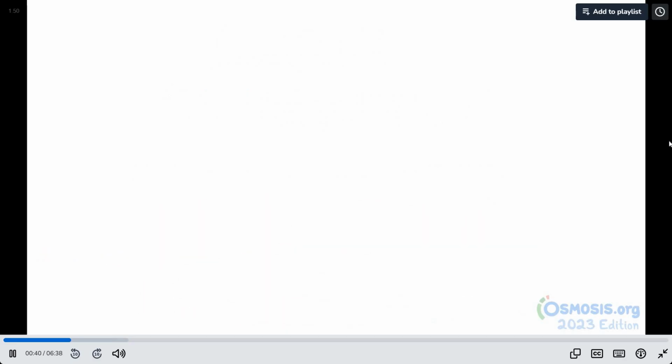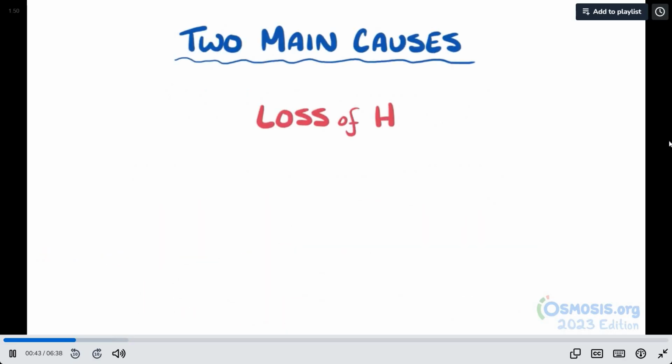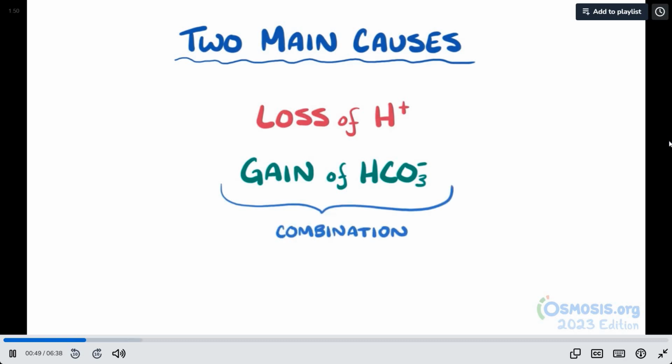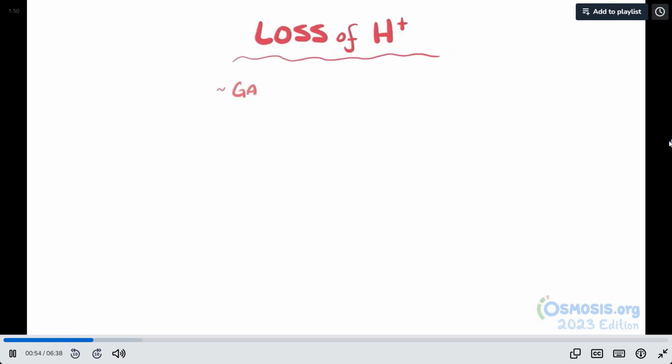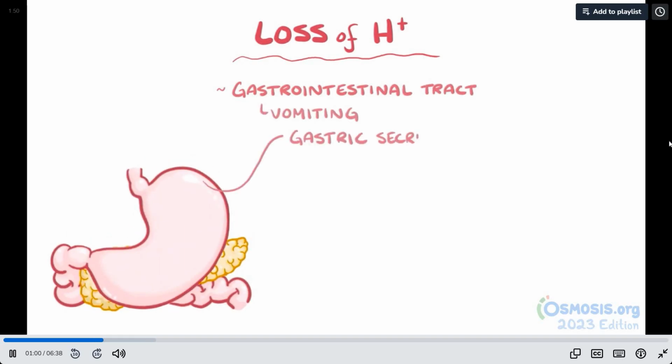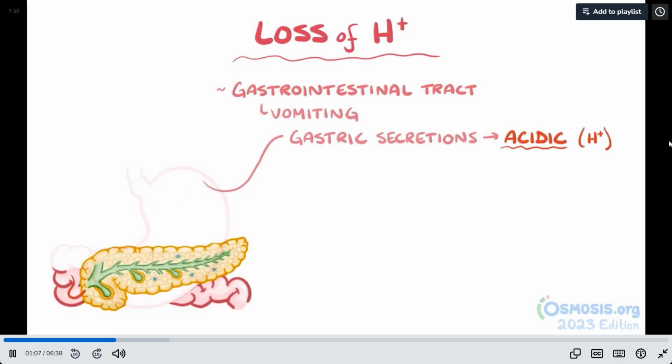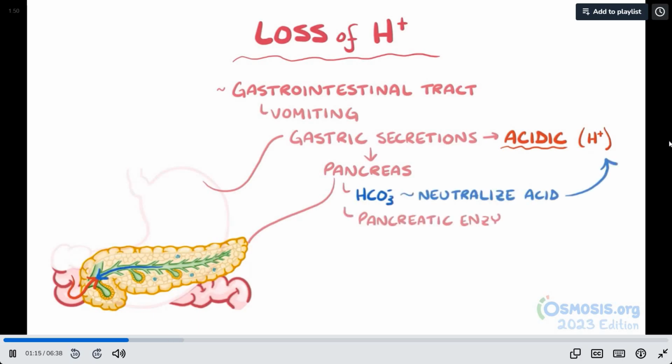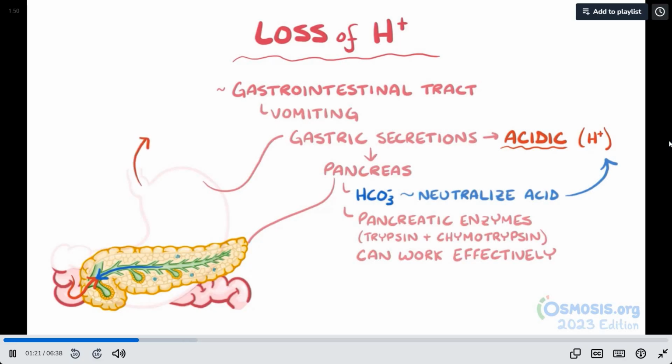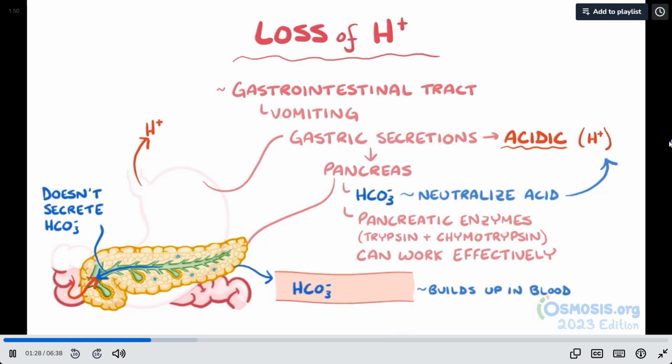Now, metabolic alkalosis can typically happen from two main causes: loss of hydrogen ions and gain of bicarbonate ions, or most often a combination of these two. Loss of hydrogen ions can happen either from the gastrointestinal tract or from the kidneys. The first case most commonly happens during vomiting, because the gastric secretions are very acidic, meaning that they have lots of hydrogen ions. On top of that, normally as gastric secretions flow into the pancreas, they're met with bicarbonate secretions, which neutralize the acid so that the various pancreatic enzymes like trypsin and chymotrypsin can work effectively. So during vomiting, not only is the stomach acid lost, but in addition the pancreas doesn't secrete bicarbonate into the intestines, and so it builds up in the blood instead.